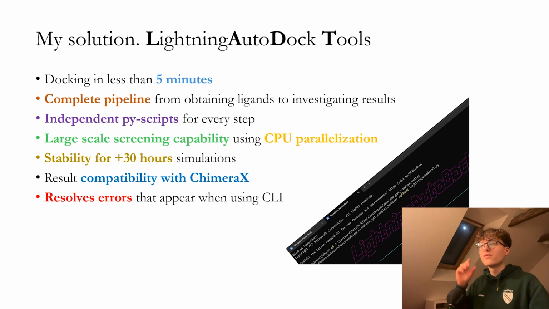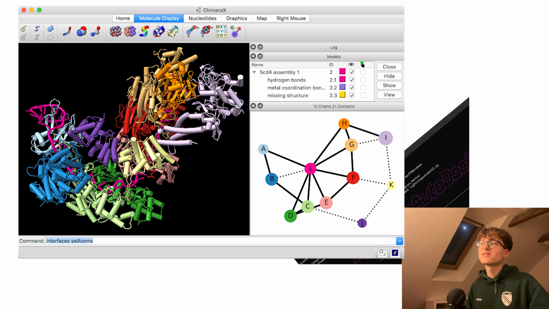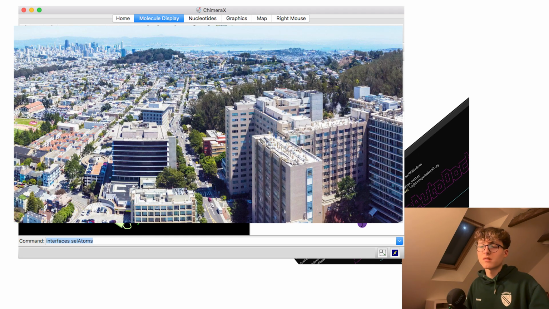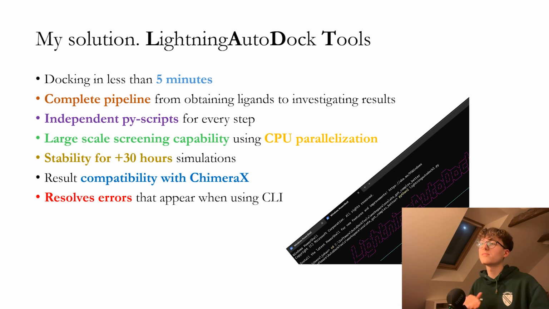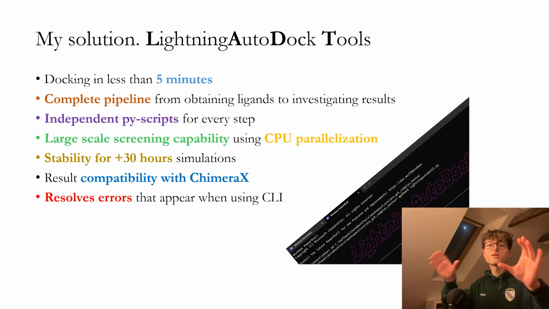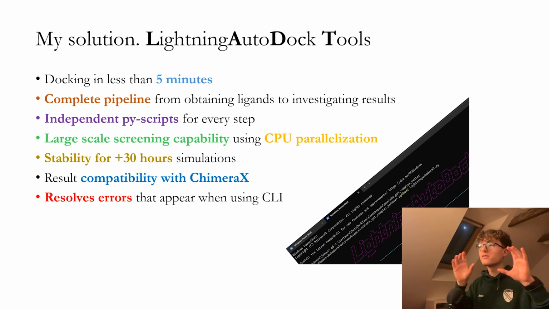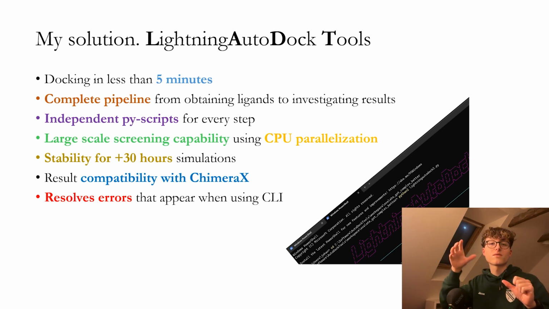And then another really nice thing is the compatibility with ChimeraX. So ChimeraX is a molecular graphics software from the UCSF university, and it's a great piece of software for viewing interactions, and it's very user friendly. So what I've done is that the results from the docking simulation that come in these DLG files, well, you can run this one script that I've made, which will then convert these DLG files into an AutoDock VINA file.